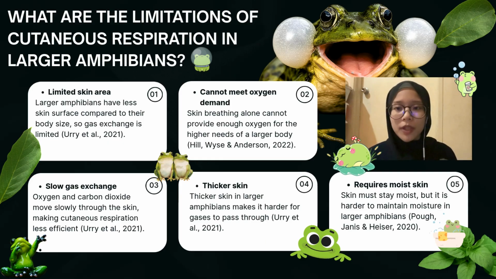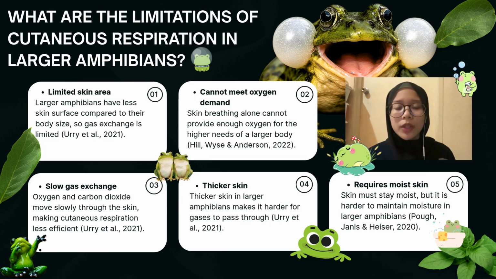So, for the first point, larger amphibians have less skin surface compared to their body size. As their body grows bigger, the skin cannot increase enough to supply oxygen to the whole body. This limited skin area reduces the efficiency of gas exchange, which is very important for survival.